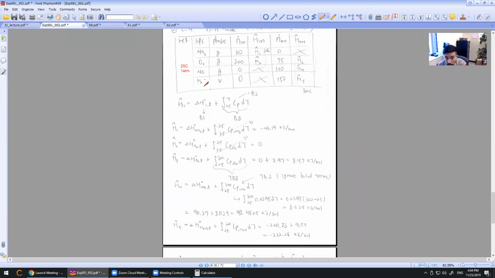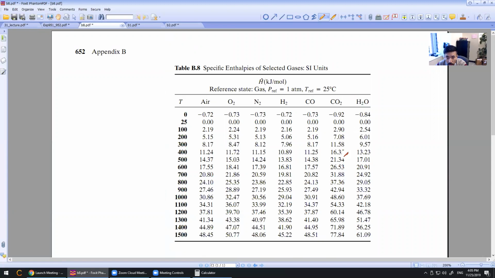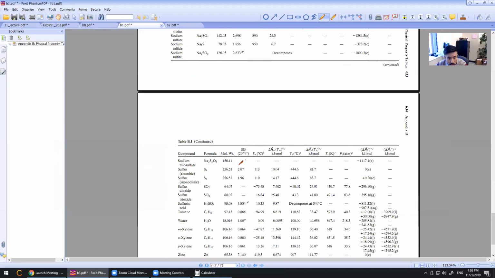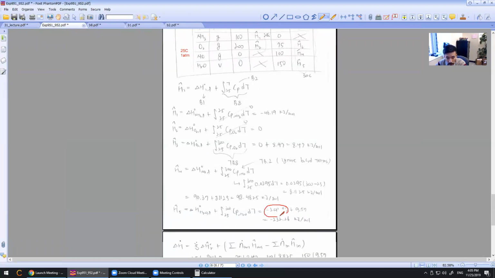And finally, H5, we're talking about the water, right? So we're going to use Table B8 because B8 includes water from 25 to 300. So again, the heat of formation of water plus the integral from 25 to 300. The heat of formation comes from Table B1, and the integral from Table B8. So let's do that, water at 300. We talk about the heat of formation of water in the vapor phase, right? So negative 241.83, that is the heat of formation of water.